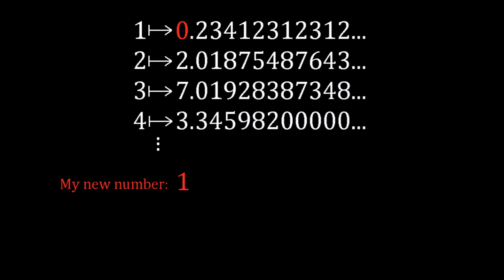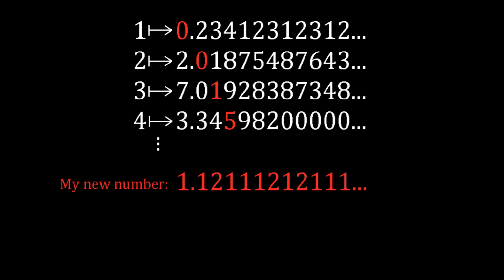I do the same for the second number on the list with the second digit, and so on, and so on. And so in the end, my number can't be anywhere on the list. And so the list does not contain all the real numbers, and so this list could not exist in the first place.